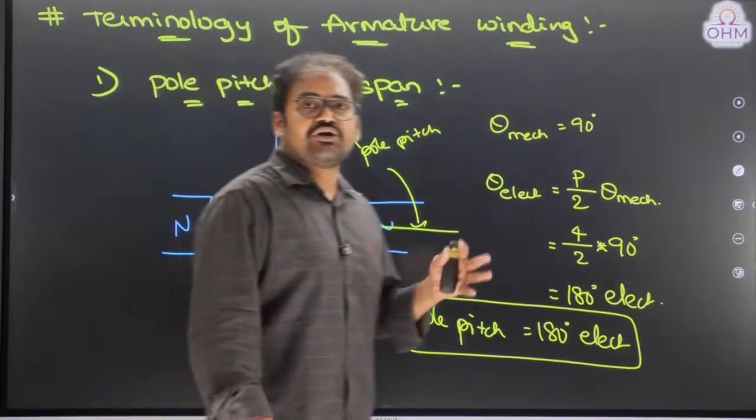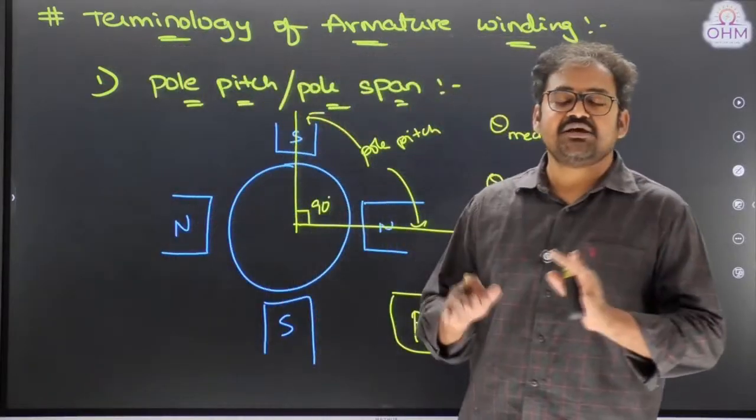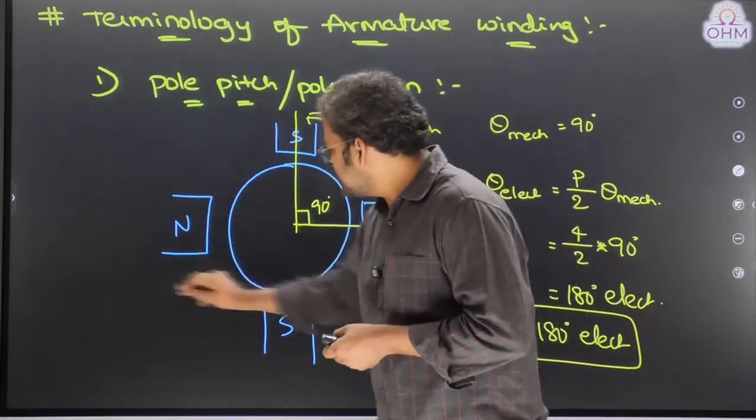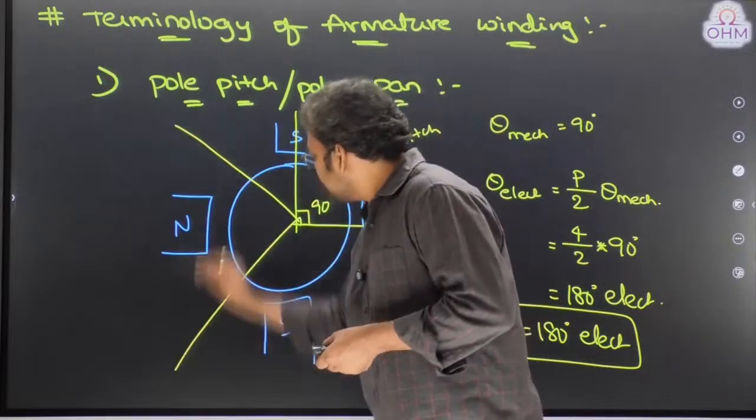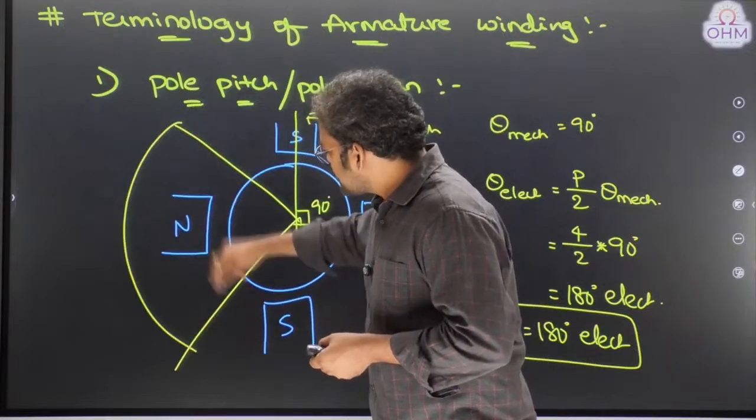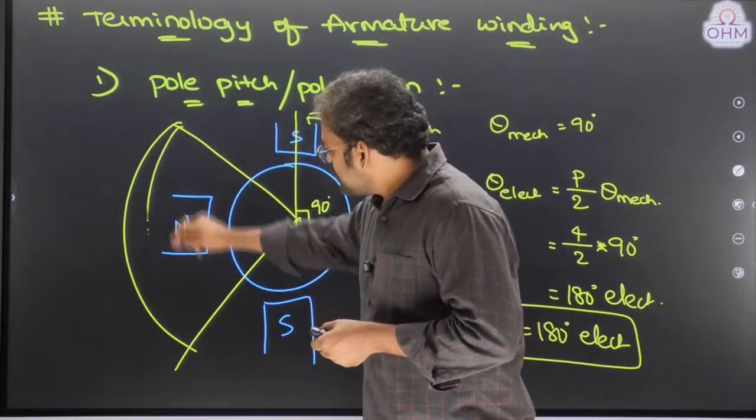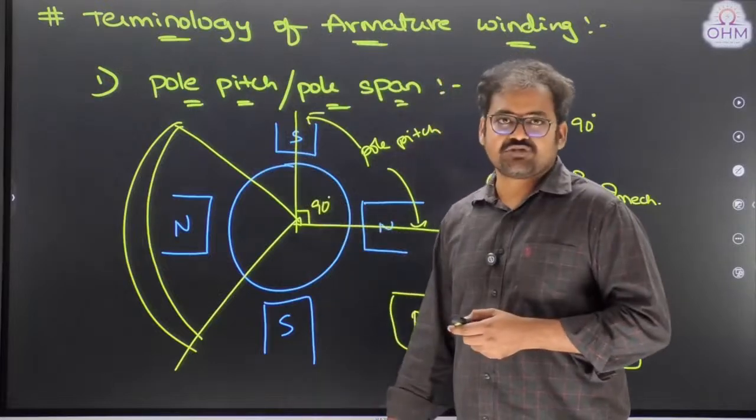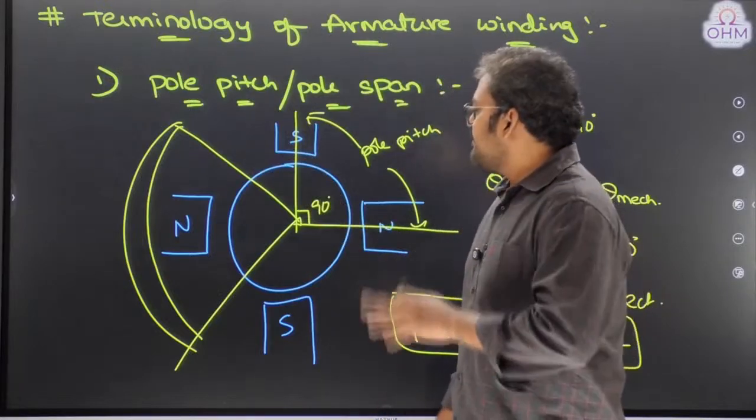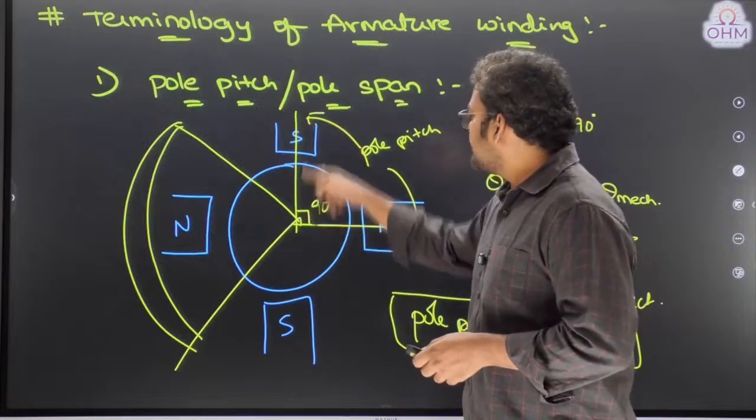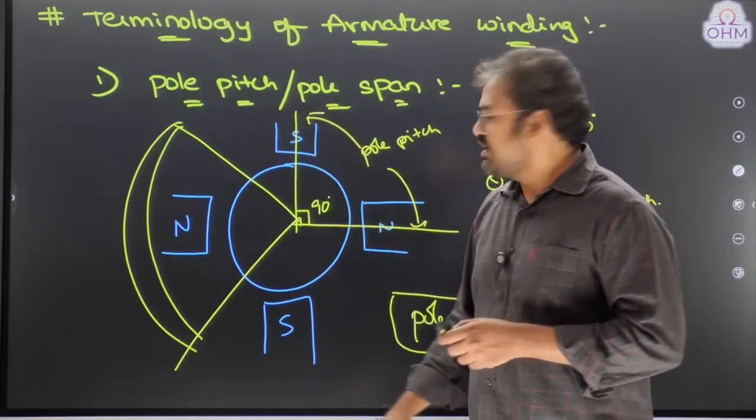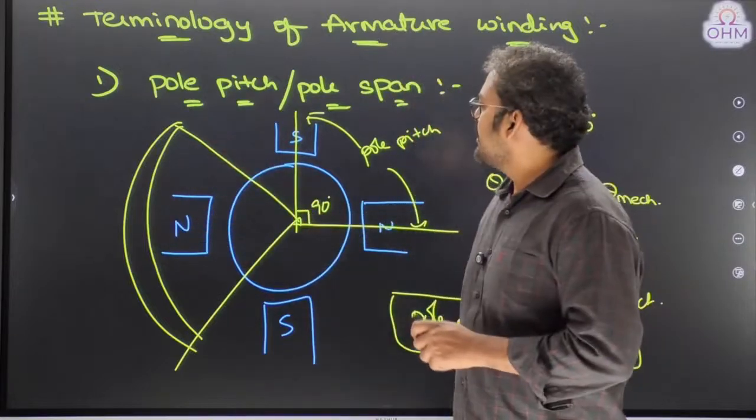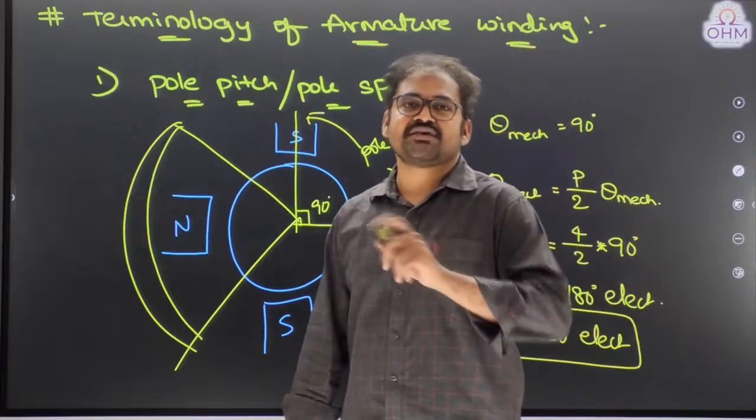You can also give one more definition for pole pitch. It is the electrical angle consumed by each pole. Suppose you take only this north pole, can I say this entire space belongs to this north pole only? This is also called pole pitch, and that will be equal to 180 degrees as well. So you can give two definitions. Either it is the angle between two adjacent north and south poles, or it is the angle consumed by one full pole. And pole pitch is always 180 electrical degrees.